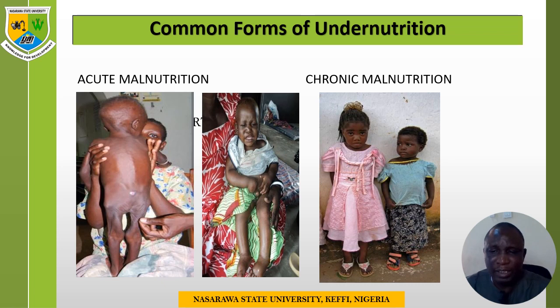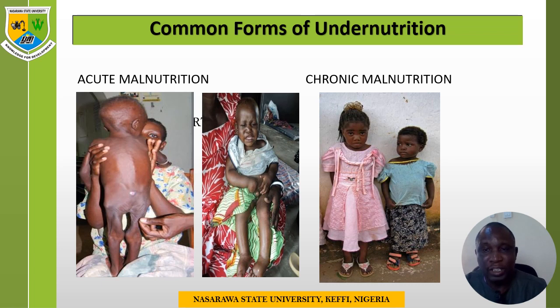The pictures displayed above show different forms of malnutrition: acute malnutrition, which is due to inadequate intake of nutrients for a short time. Not having access to food for a short time can result in acute malnutrition. As we have seen earlier, wasting is an example. And we have edema. You can see in the second child, the feet are swollen. That is what we call edema.